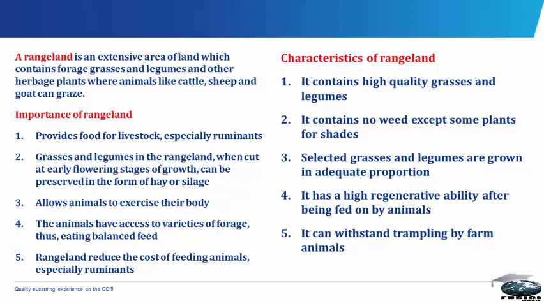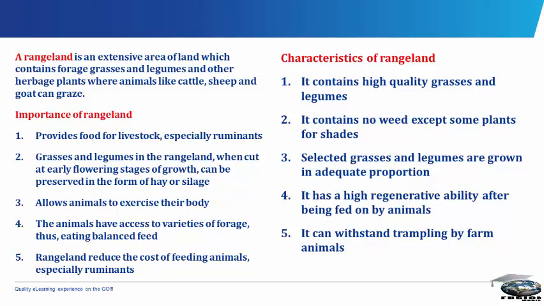Characteristics of rangeland. Rangeland contains high-quality grasses and legumes. It contains no weed except some plants for shade. Selected grasses and legumes are grown in adequate proportion. It has a high regenerative ability after being fed on by animals. It can withstand trampling by farm animals.